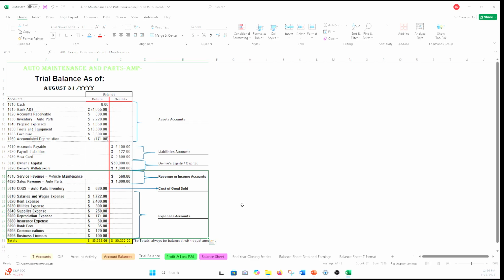I'm going to start doing the profit and loss. And why the profit and loss first, before the balance sheet? Because from the profit and loss, we need some very important information that is going to be reflected in the balance sheet. So let me move to the profit and loss.